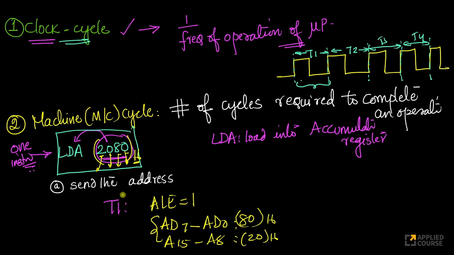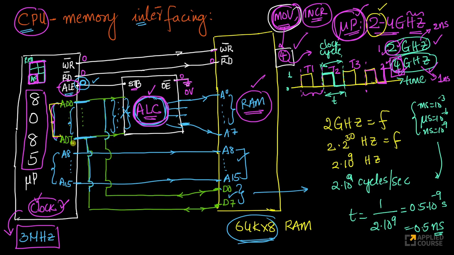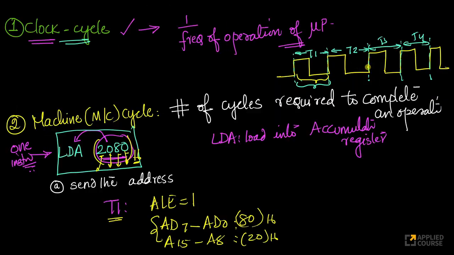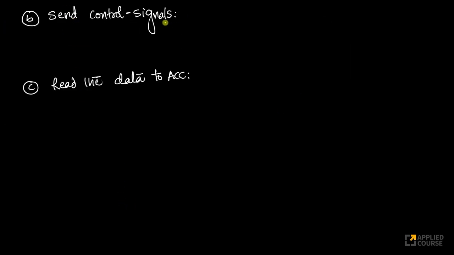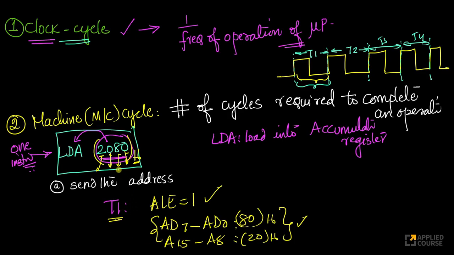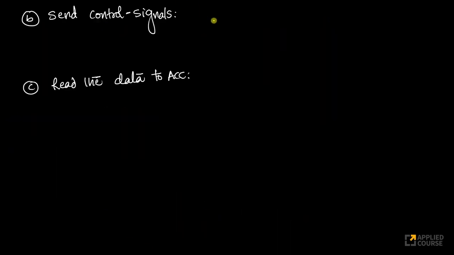In my first clock cycle, or in this time interval, your CPU is operating at this clock speed, which means in this time interval my CPU can enable ALE to 1. It can also send all of this information. That's all it can do. So this is sending the address in T1. Now I've sent this, I also have to send control signals. What are my control signals?